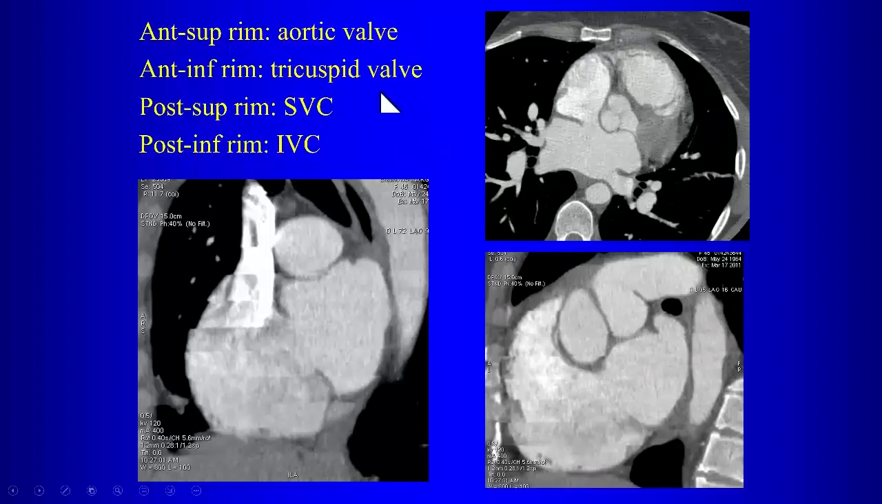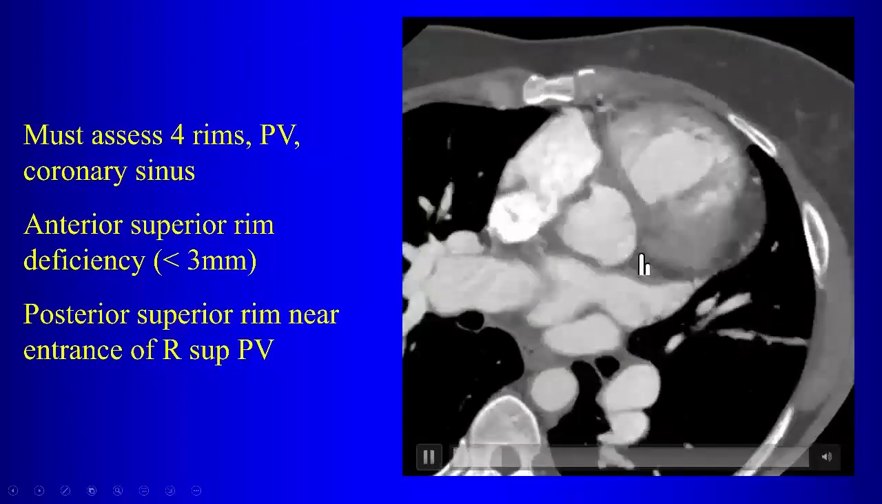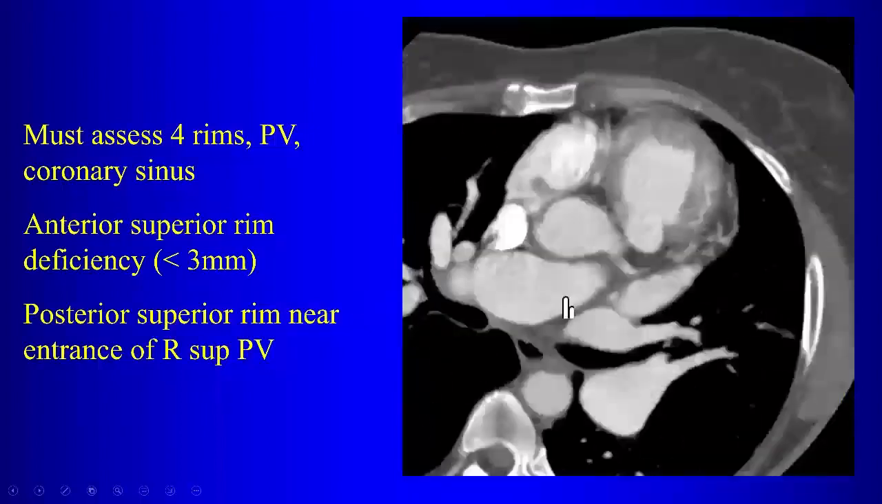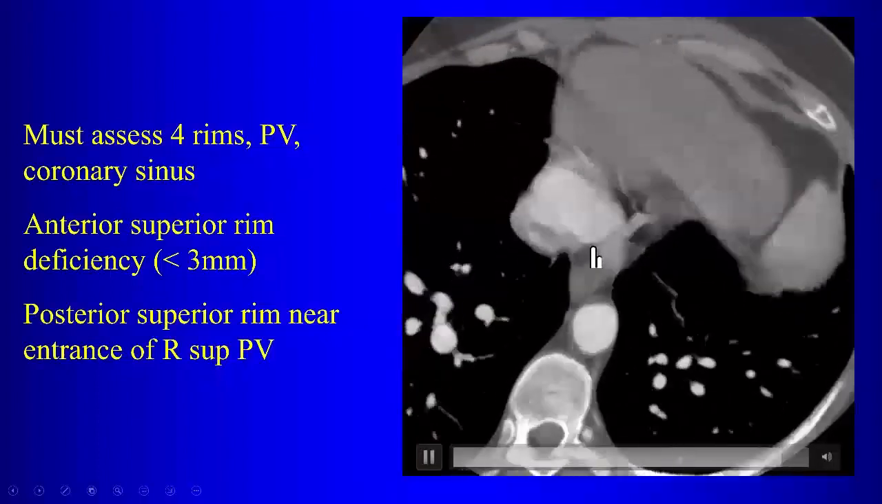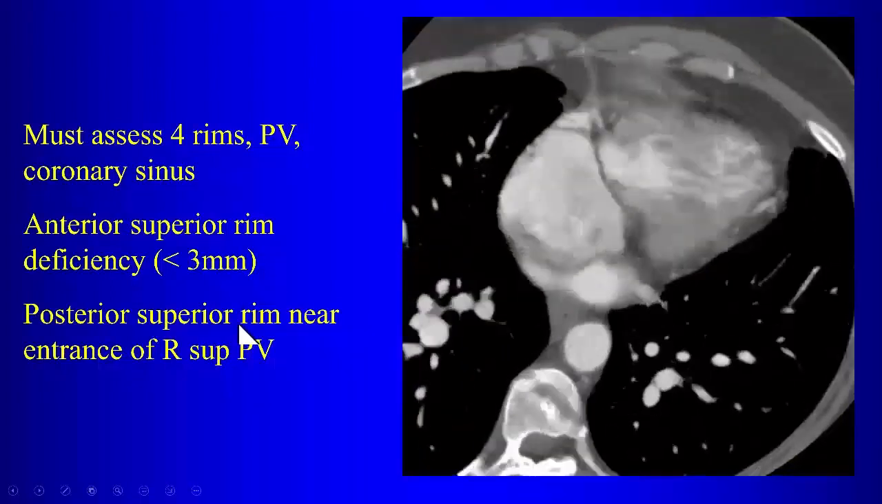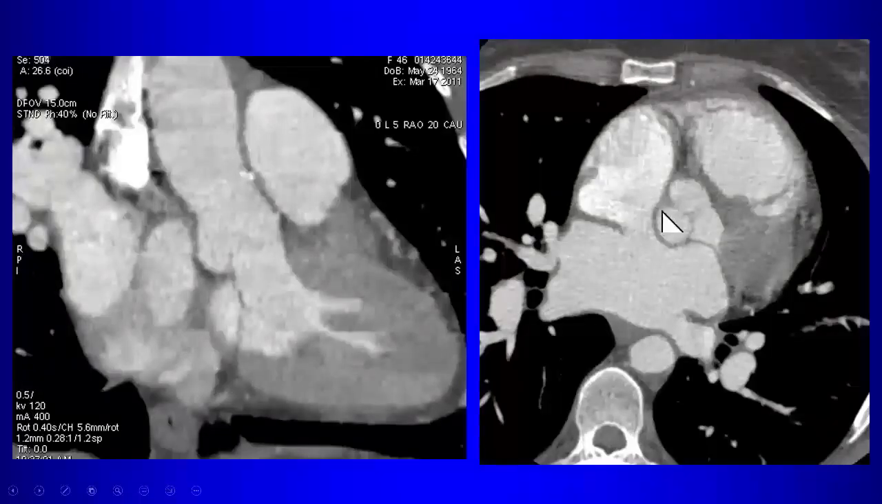There's an anterior inferior rim near the tricuspid valve, posterior superior rim near the superior vena cava, and a posterior inferior rim near the inferior vena cava. So you look for these rims, you want to measure these rims, and you have to assess all four rims. So here's the inferior rim, there's an inferior rim posteriorly. But here, as we look near the aorta, there's a deficiency of the anterior superior rim. So deficiency is if the rim is less than 3 millimeters. So that can be a problem. So you don't have a rim for the device to hold on to. Right? So here's that rim deficiency. So this patient, not a good candidate for the device.